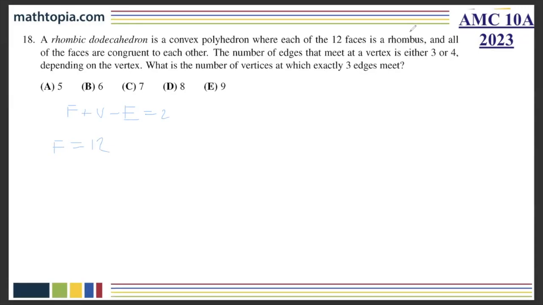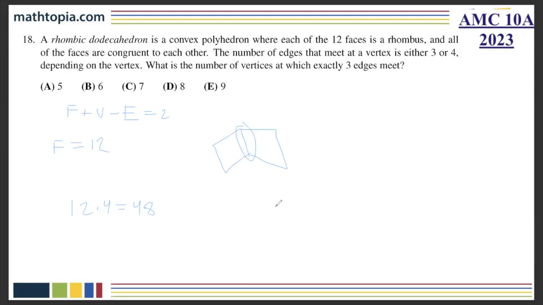So there are 12 faces and each of them is a rhombus. So in total, there is a total of 12 times 4 equal to 48 edges in our polyhedron. But there's, of course, one problem, which is that we are double counting edges. In a polyhedron, we always have two faces meeting at an edge.